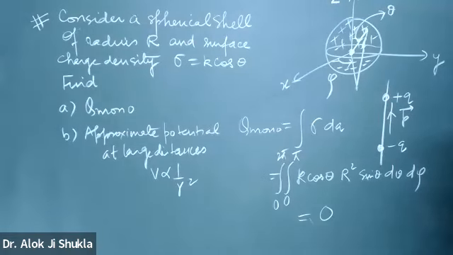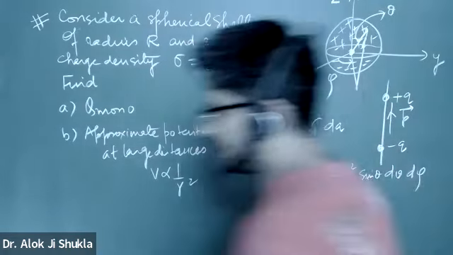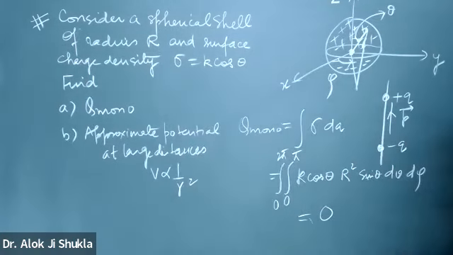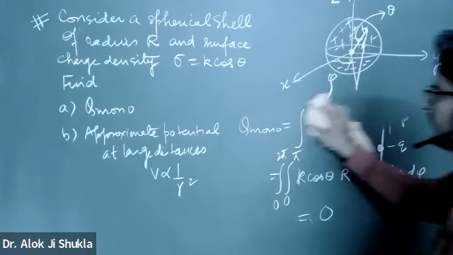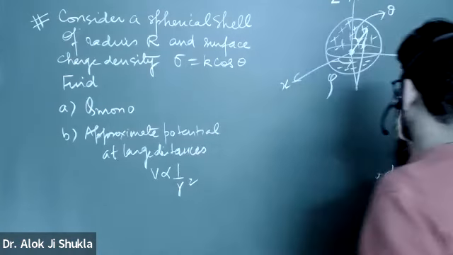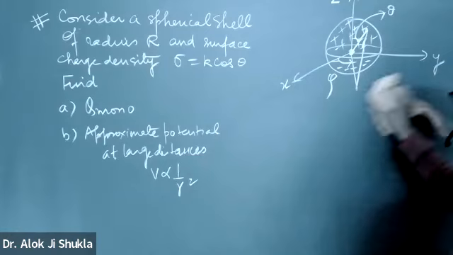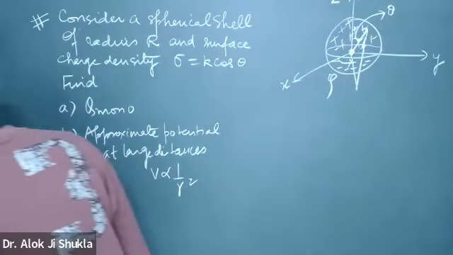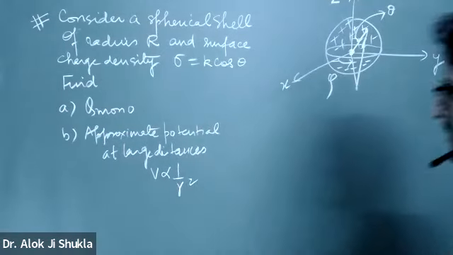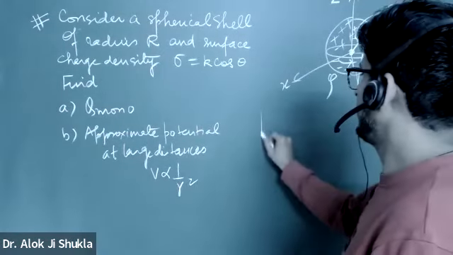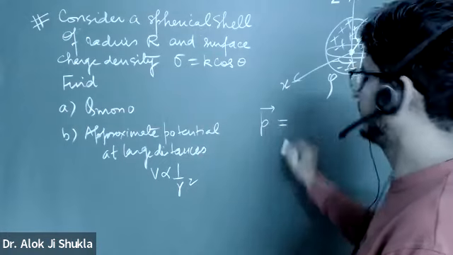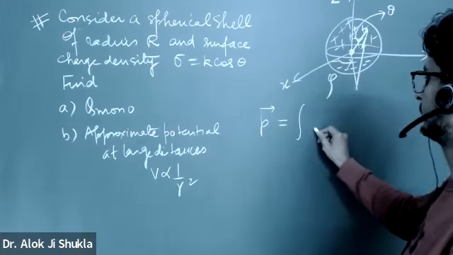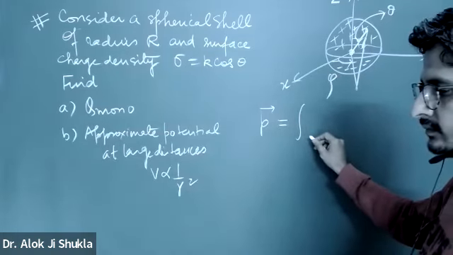Now let us calculate the actual dipole moment, because this is just the dependence I am giving. So Q mono is gone. Now we have to calculate the dipole moment. What is the dipole moment? Tell me. Dipole moment P is equal to integral sigma dA into R dash.